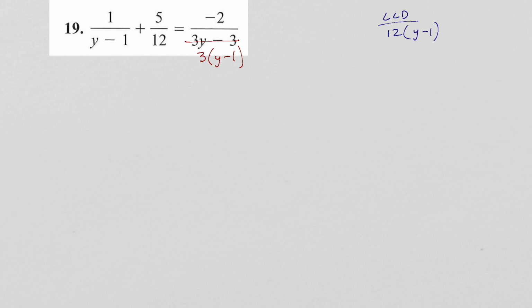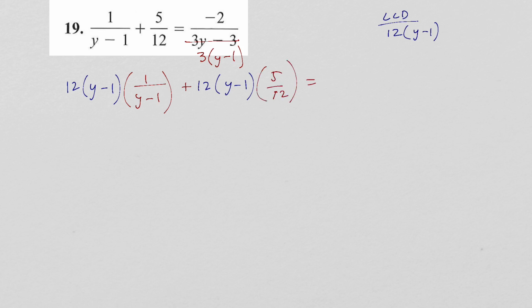Now, I have three fractions, so I'm going to take my LCD and multiply by each of the three terms. So I'll take my 12 times y minus 1, and I'll multiply by my first thing, plus, and I'll take my 12 times y minus 1, and I'll multiply that by the second fraction, and I'll take the 12 times y minus 1, and I'll multiply by the third fraction. And then I'm going to start canceling. Y minus 1 cancels, 12 cancels, and here the y minus 1 cancels, but we also can cancel by saying that 3 goes into this 4 times.